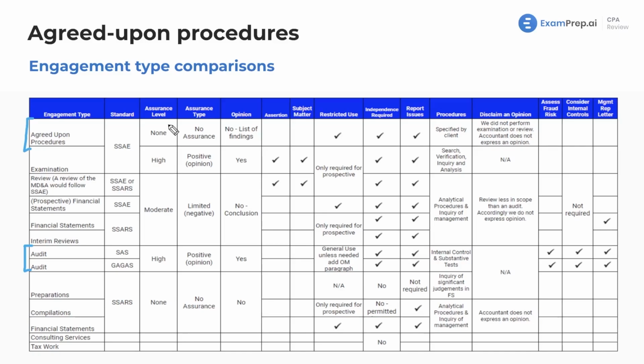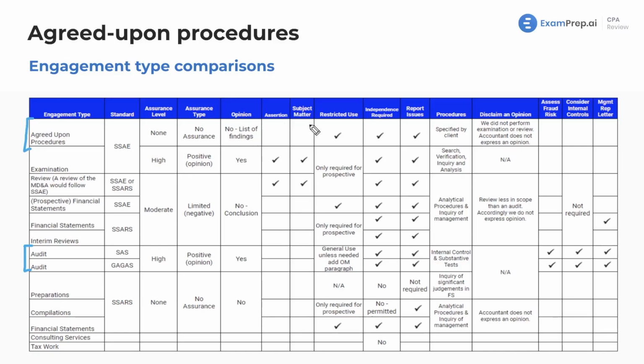What level of assurance is provided? Audits have the highest level of assurance. Other engagements don't provide any assurance. What's the type of assurance? Not insurance, assurance. I feel like I say that a lot, but I'm just talking to myself here, recording all of these wonderful lessons. Is there an opinion? In this case, for agreed upon procedures? No, it's just a list of findings.